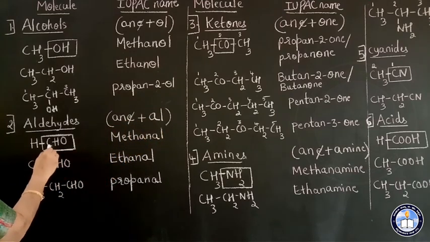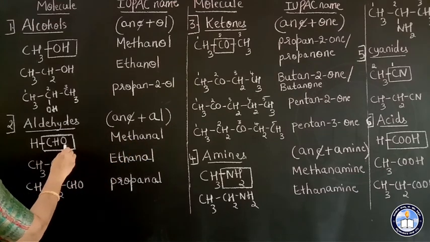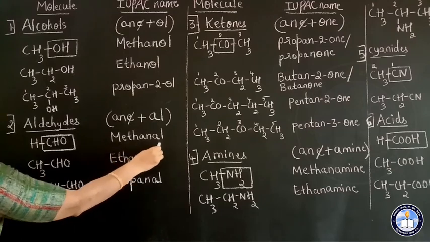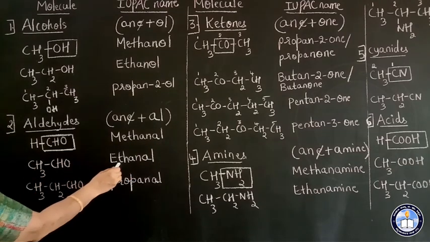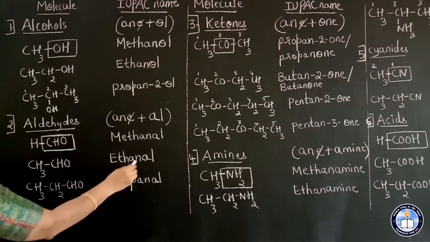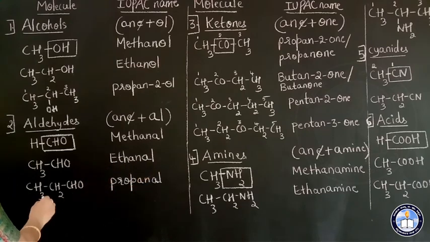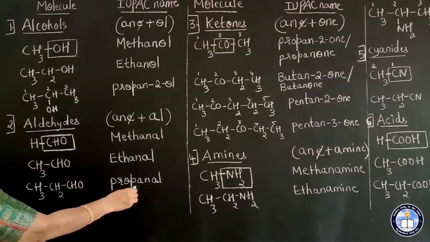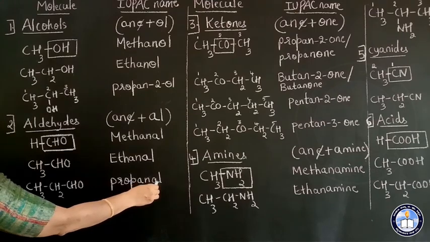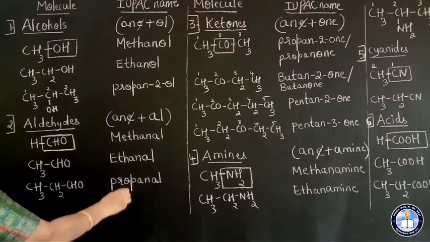HCHO, so one carbon atom, meth, AN, then the suffix for CHO is AL, methanal. CH3CHO, two carbon atoms, so eth, all single bonds, AN, E is replaced by AL, ethanal. CH3CH2CHO, three carbon atoms, so prop, then AN, then suffix AL, propanal. Methanal, ethanal, propanal.